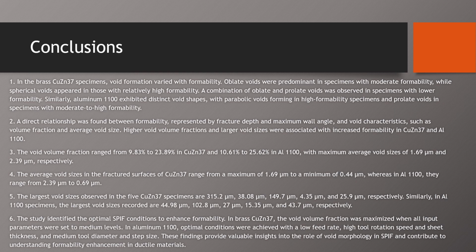In the brass, the void volume fraction was maximized when all input parameters were set to medium level, while in aluminum, optimum conditions were achieved with low feed rate, high tool rotation speed and sheet thickness, and medium tool diameter and step size. Thank you.